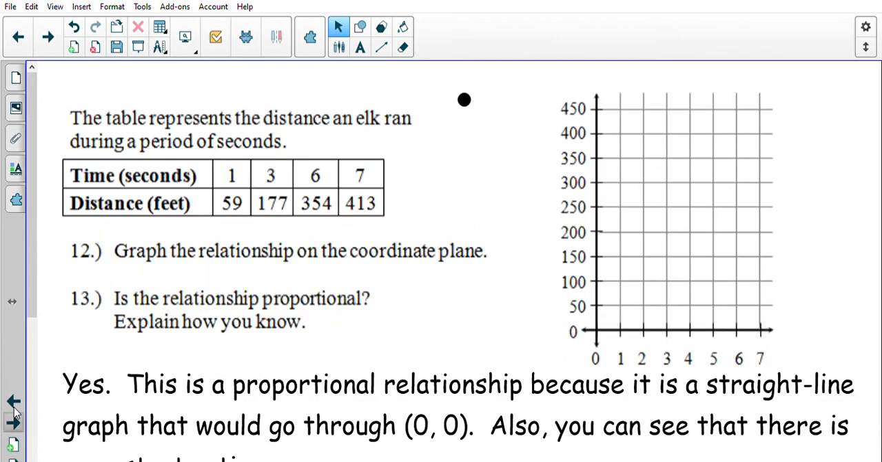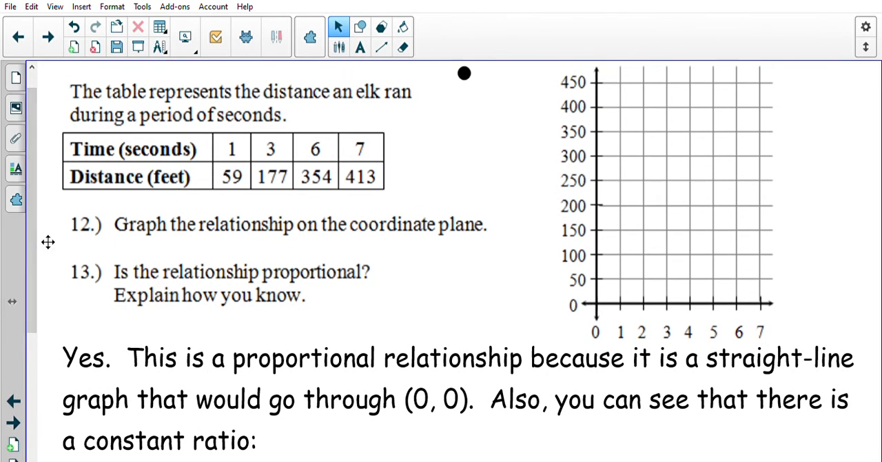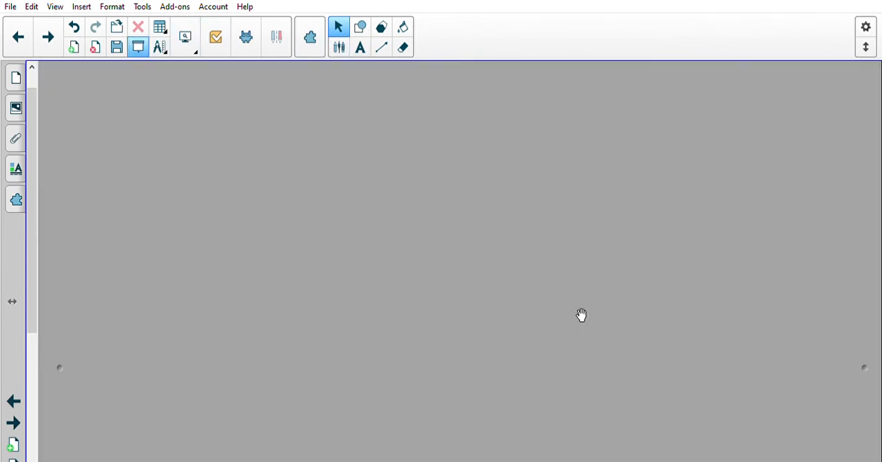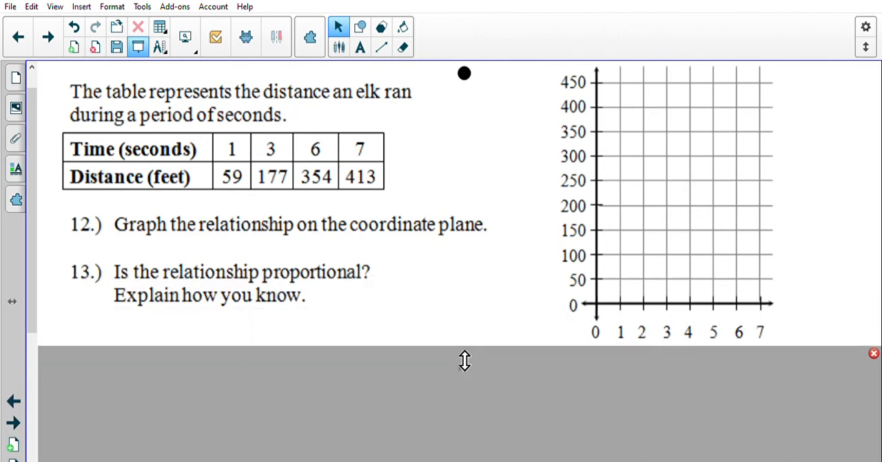All right, let's slide right ahead. So let's take a look at numbers 12 and 13. The table represents the distance an elk ran during a period of seconds. Number 12 asks us to graph the relationship on a coordinate plane. In fact, I'm going to slide my shade here so that we're not seeing that answer down below.